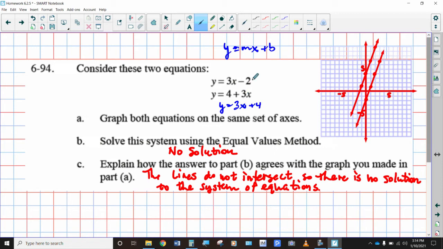So they have the same slope but different y-intercepts. That means that they are going to be parallel lines. And parallel lines never intersect each other. Therefore, these will never have a common solution. So there's no solution.